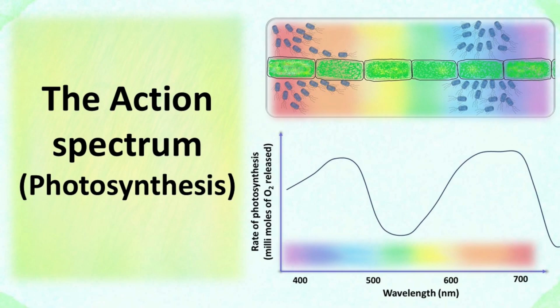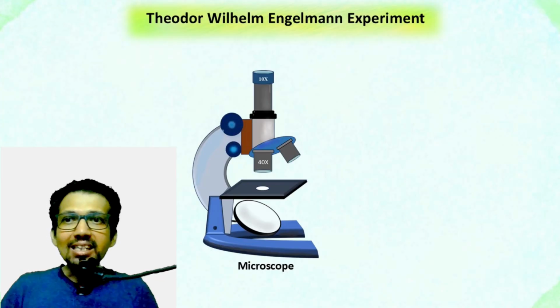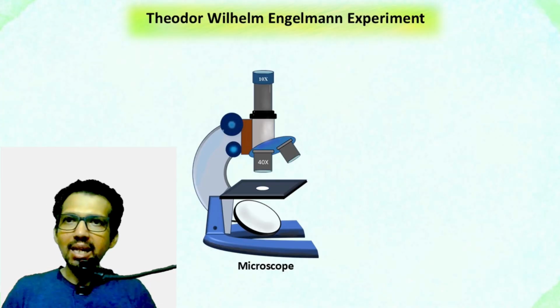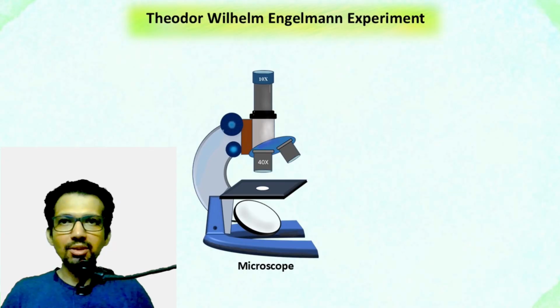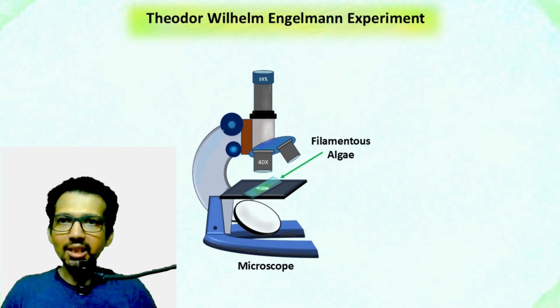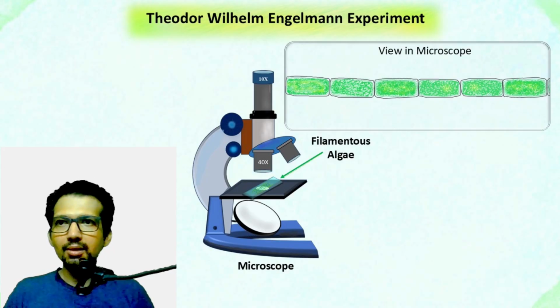Hi, let's talk about the action spectrum of photosynthesis. In the 1880s, a scientist named Theodor Engelmann did an interesting experiment. He was studying a filamentous algae under the microscope.